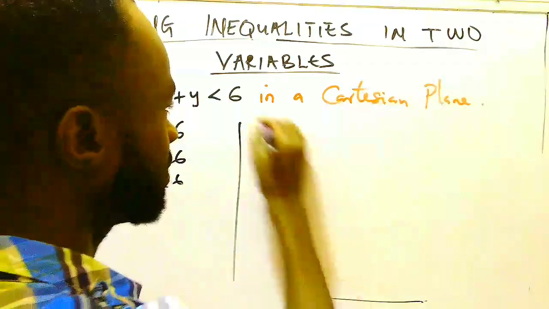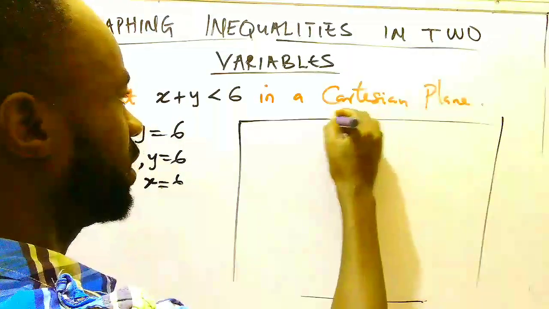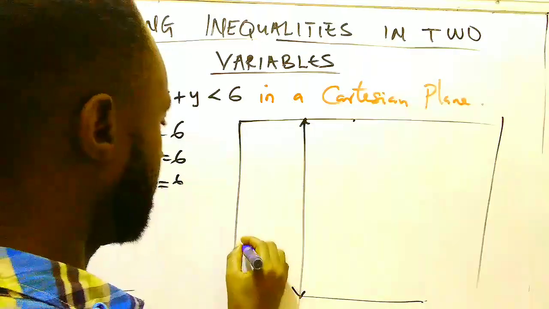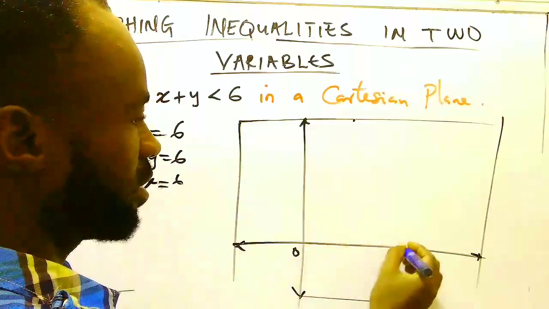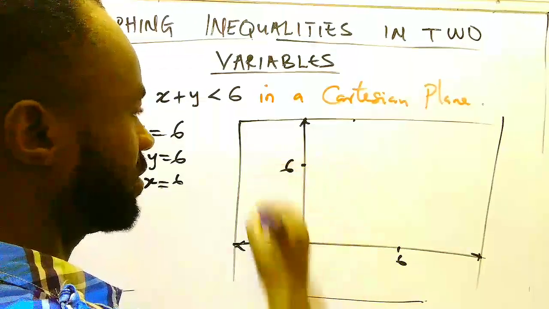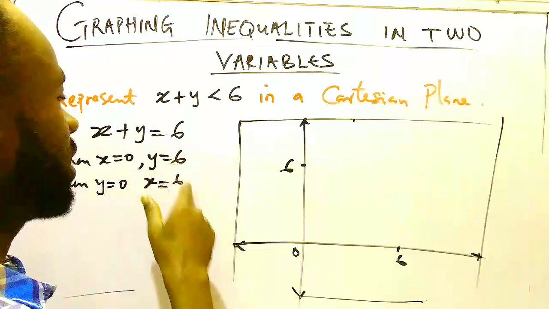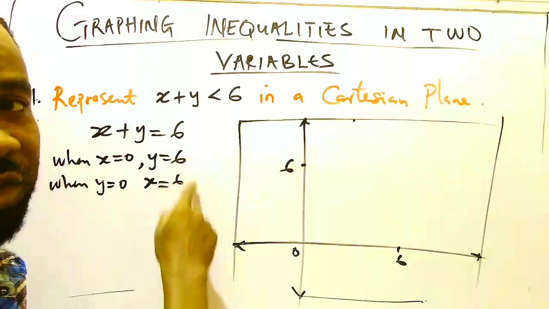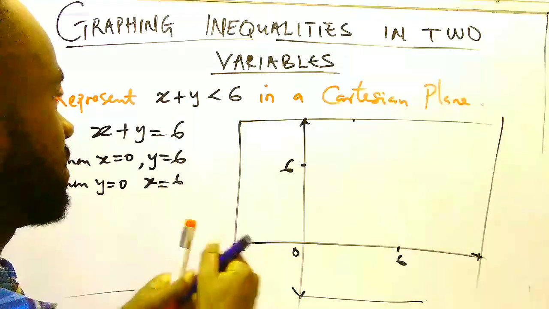So let me assume this box is my Cartesian plane. This is going to be my y-axis. I make this my x-axis. This is my origin. So let's assume my 6 is here for my x. My 6 is here for my y. So we are going to connect this intercept of x and y now, okay? So let's connect the two intercepts. So x is 6, y is 6.